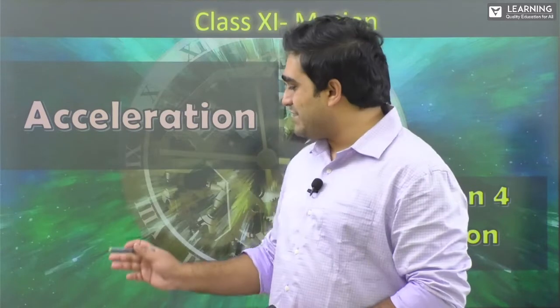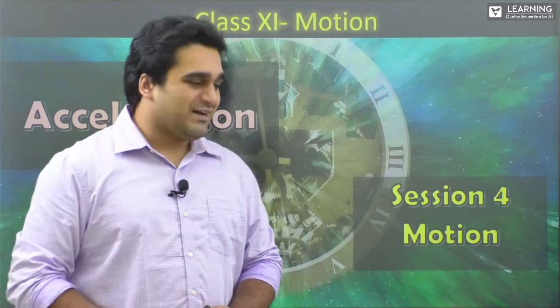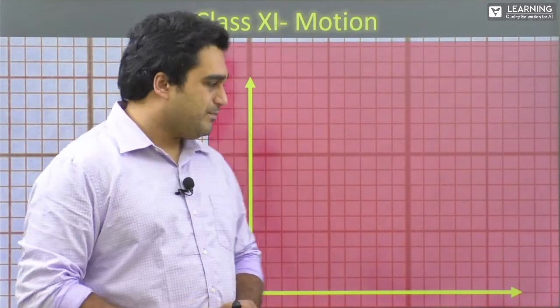This is session 4 of the chapter Motion, particularly motion in a straight line. So let's get started. In the earlier concepts, we discussed one type of graphical representation called a distance-time graph. Now we learned how to acquire information of velocity by using what is called a slope.